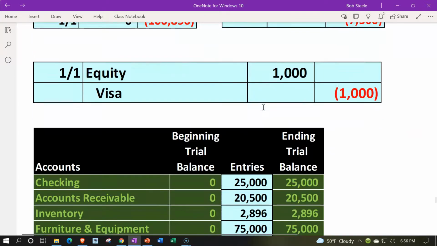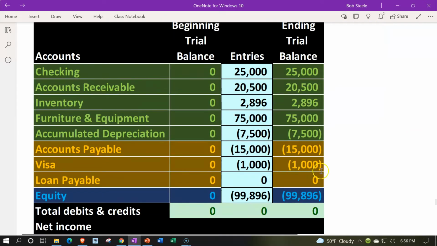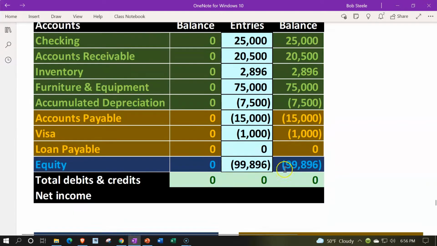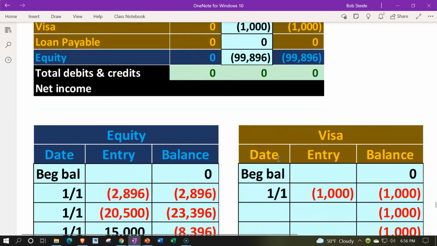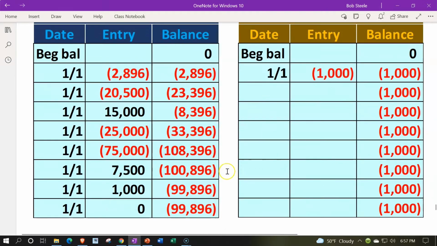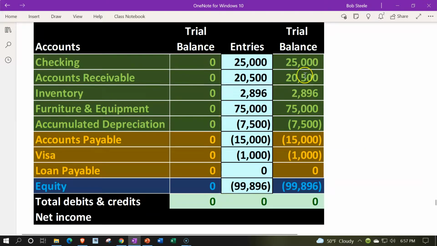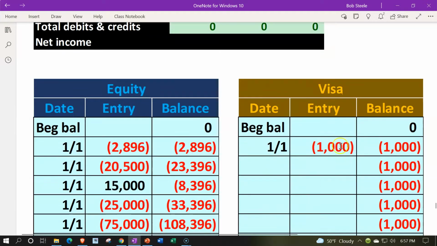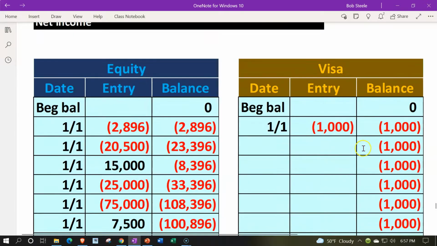So we had to put the Visa on the books. Liability account down here increased with a credit. The other side went into the equity. So if we look at equity now, we have the $108,996, and then we decreased it by $1,000, bringing it down to the $99,896, matching what we have up here. And then the Visa went up to the $1,000.